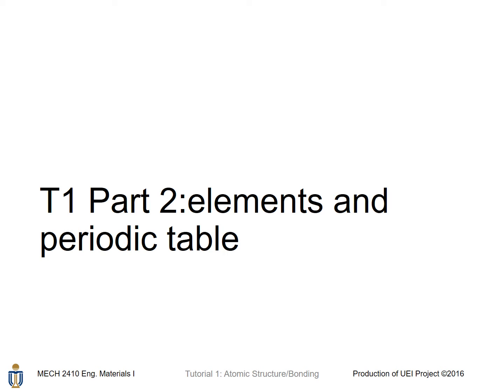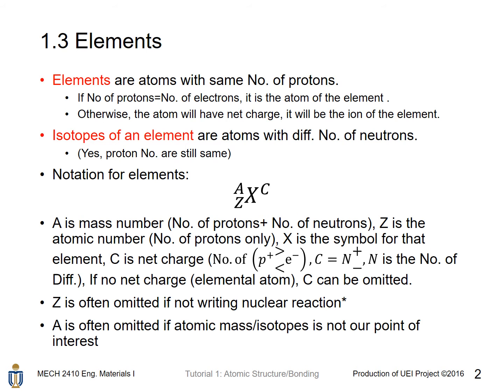Tutorial 1, Part 2, Elements and Periodic Table. Elements are atoms with the same number of protons. If the number of protons is equal to the number of electrons, then it is an atom of the element. Remember that protons and electrons have the same amount of net charge. Otherwise, the atom will have a net charge, and it will be an ion of the element.